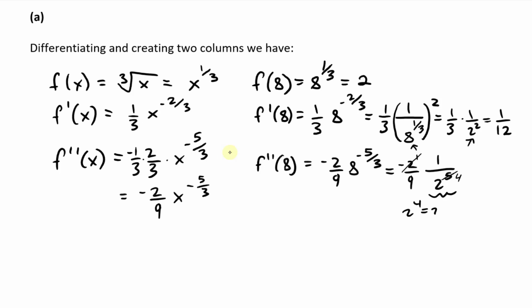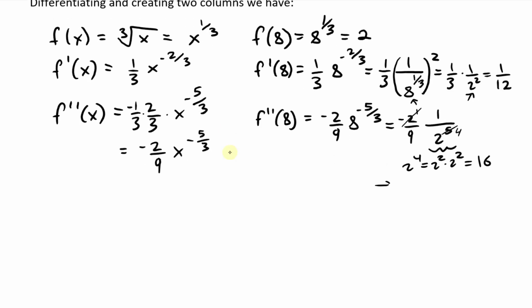This equals 2 to the 2 times 2 to the 2, which is just 4 times 4. Remember, you add these powers up. This is going to be 16, since 4 times 4 is 16. And then when you multiply by 9, what we'll have is 16 times 9. Just do some multiplication.